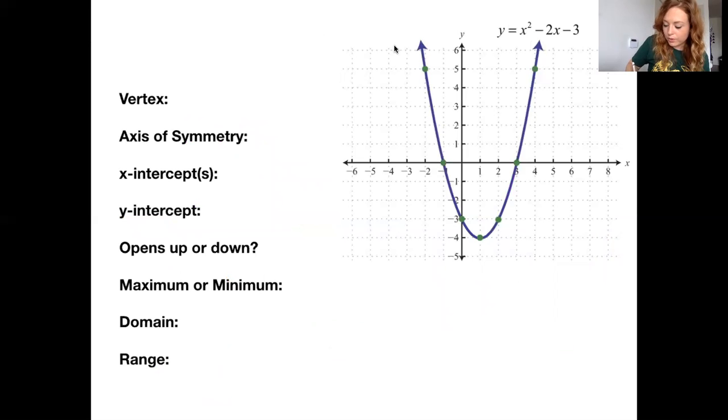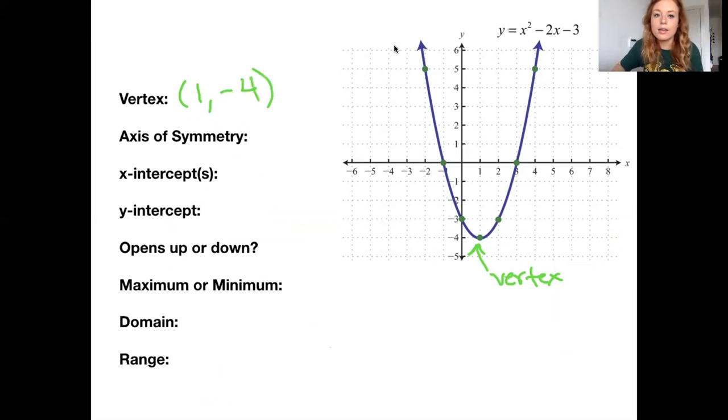All right, so let's look at this graph. We need to find our vertex. Found it. We have a vertex right there. It is that lowest point that we see, and that vertex point is at 1, -4. That vertex tells us a lot of things. The x value of the vertex corresponds with the axis of symmetry. The y value of the vertex tells us about the maximum, minimum, and the range. So that's an important point for us to find. It's a good starting place.